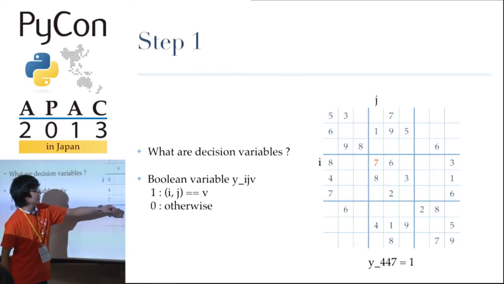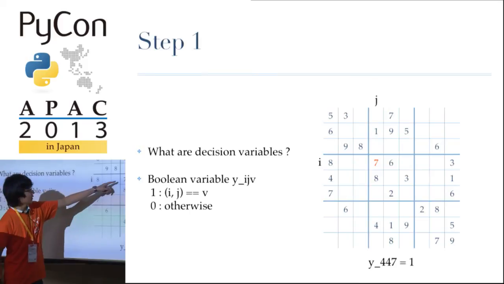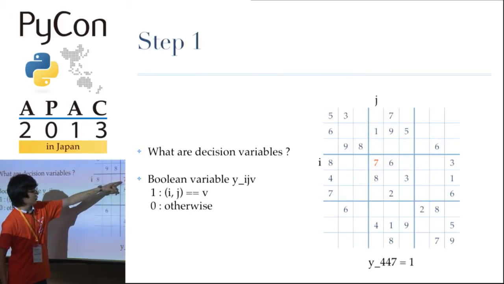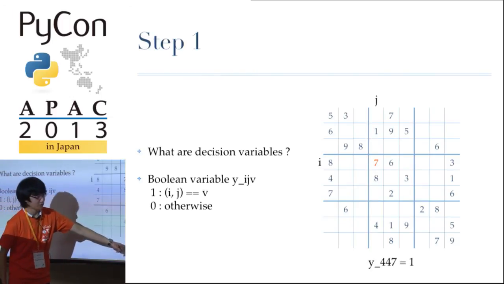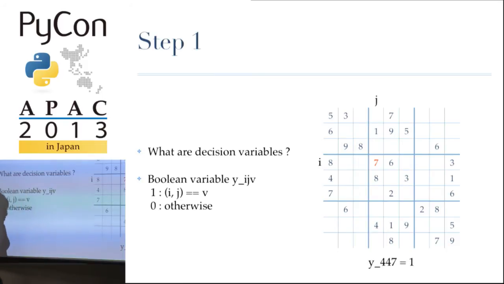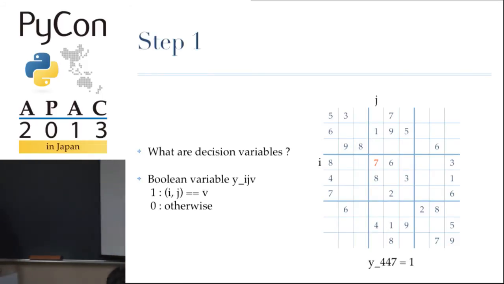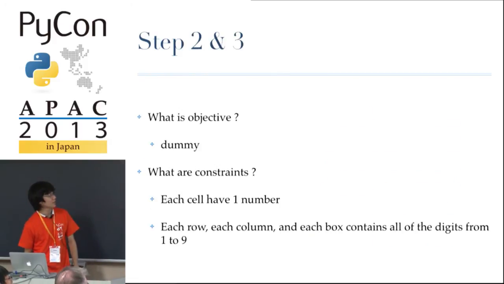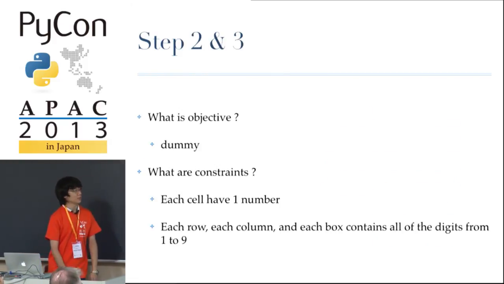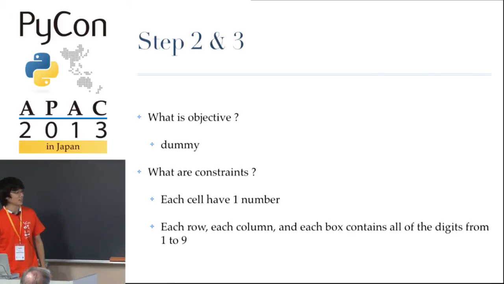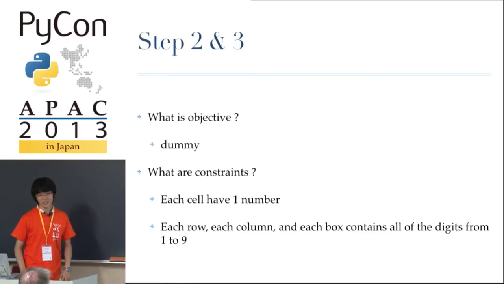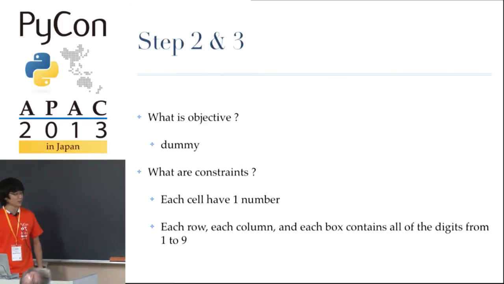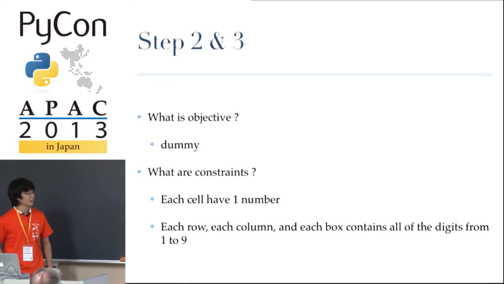In this case, we put 7 in this cell. Then y447 is 1. And we consider the objective and constraints. What is the objective? A Sudoku puzzle has no objective to maximize or minimize. We want to know a feasible solution. Then we use a dummy objective.